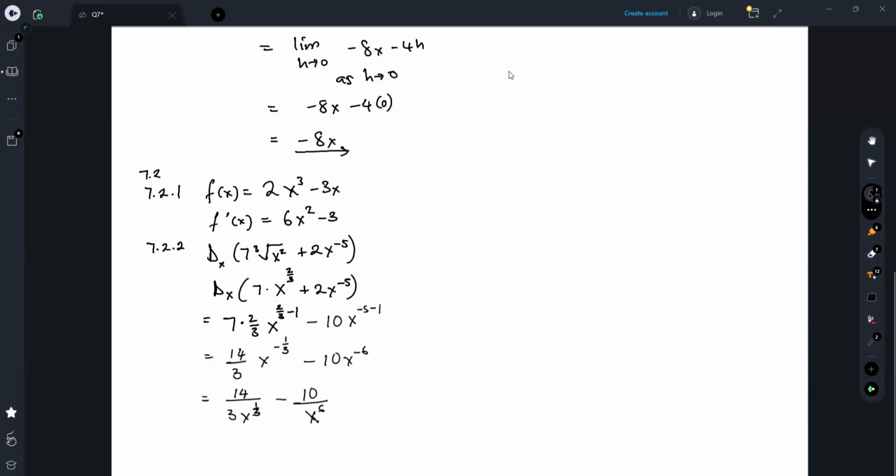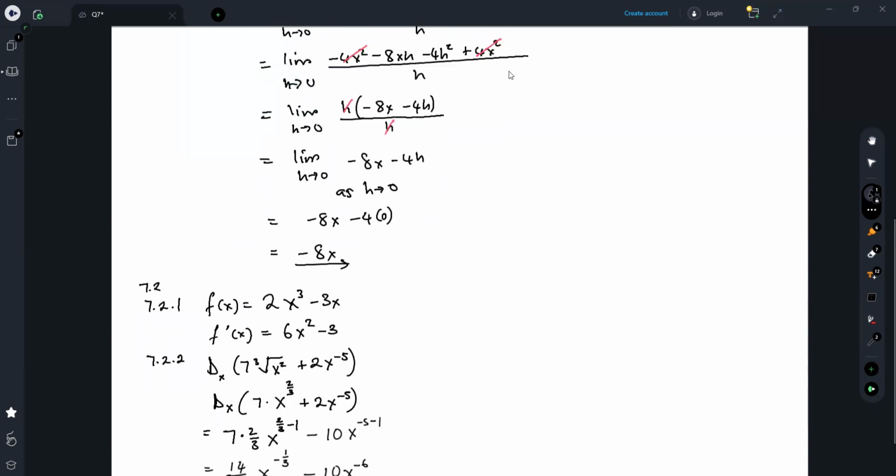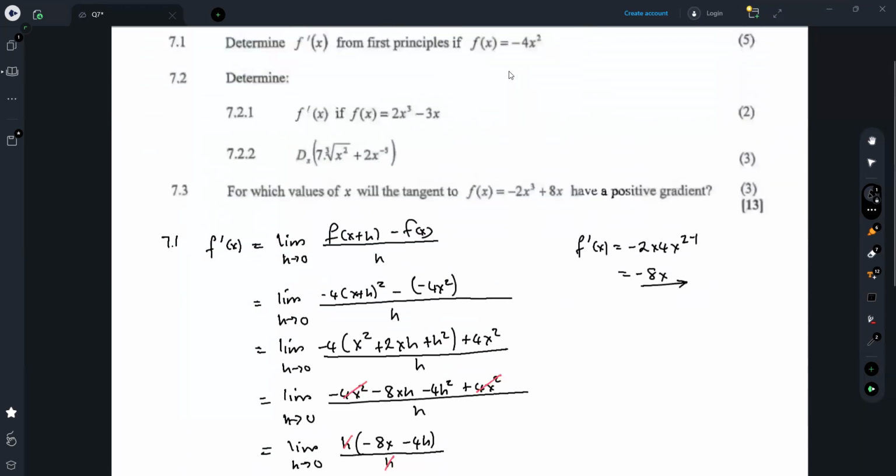So it looks like I've run out of space, so I'm just going to use this portion on the side here, okay? So let's just check the question quickly. They're saying that for 7.3, for which values of x will the tangent to this function have a positive gradient?